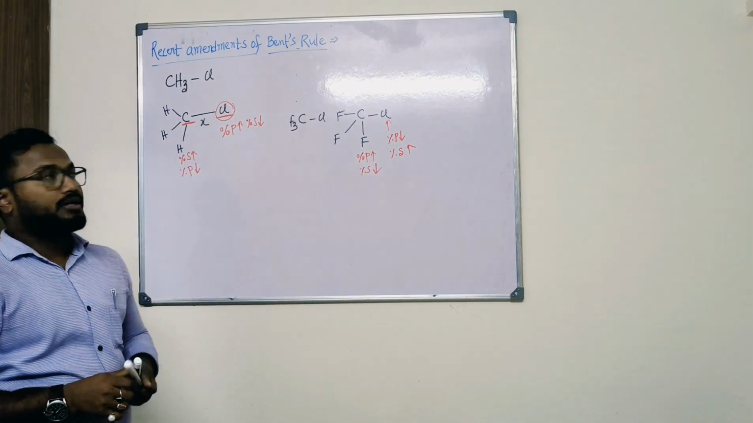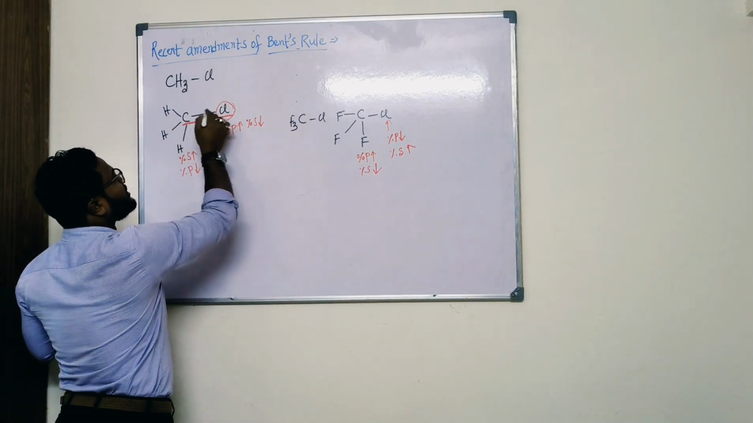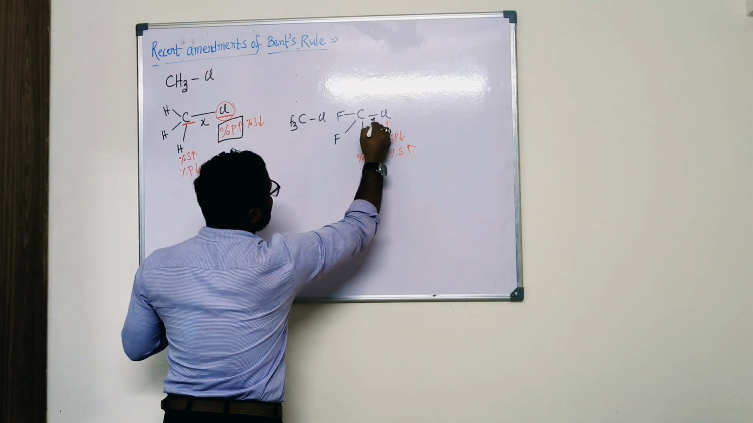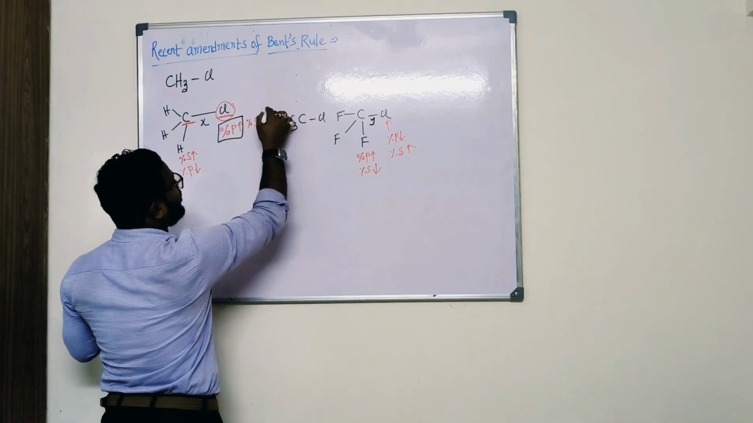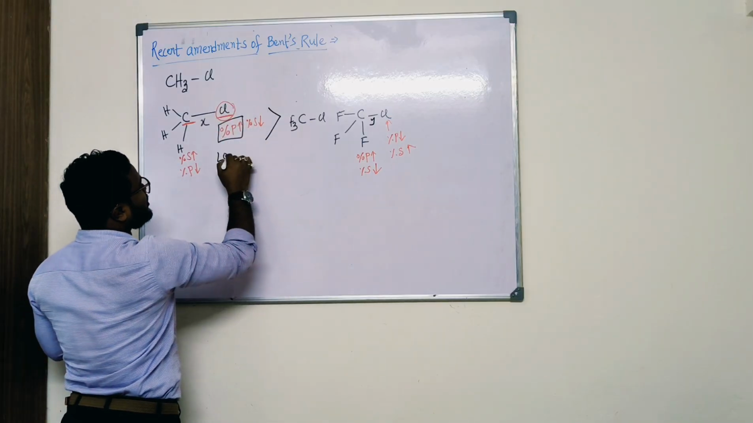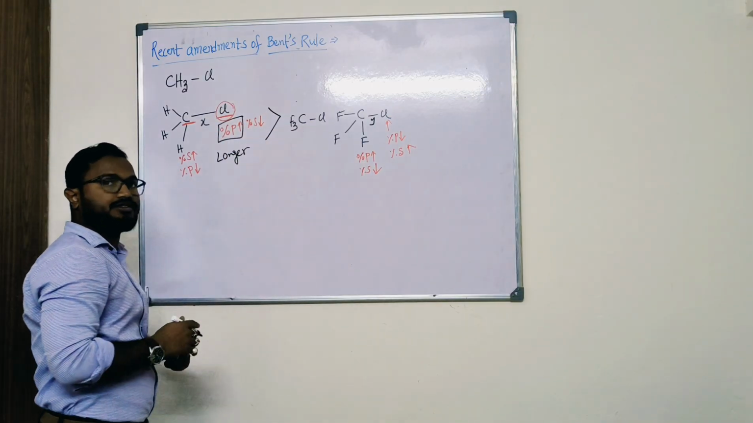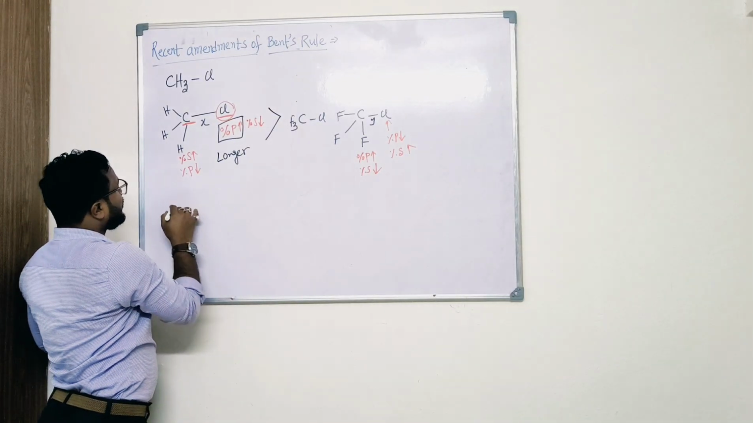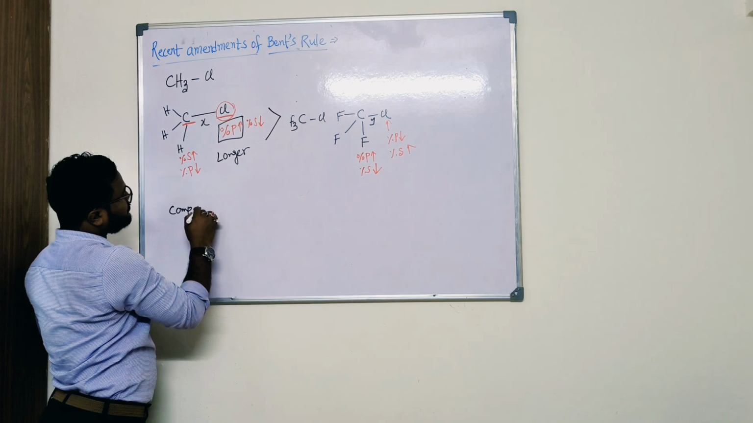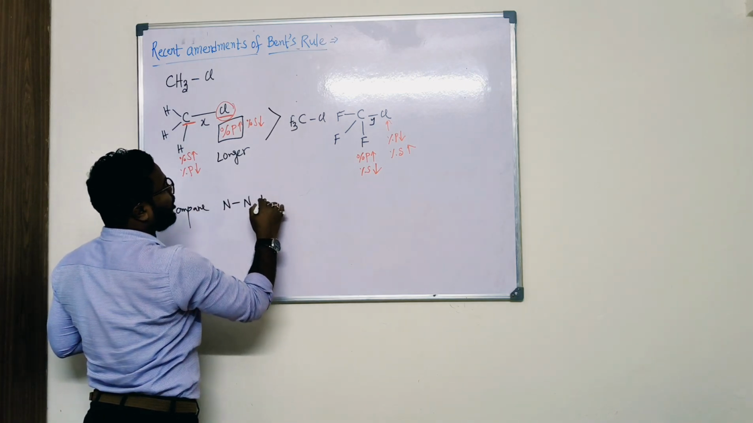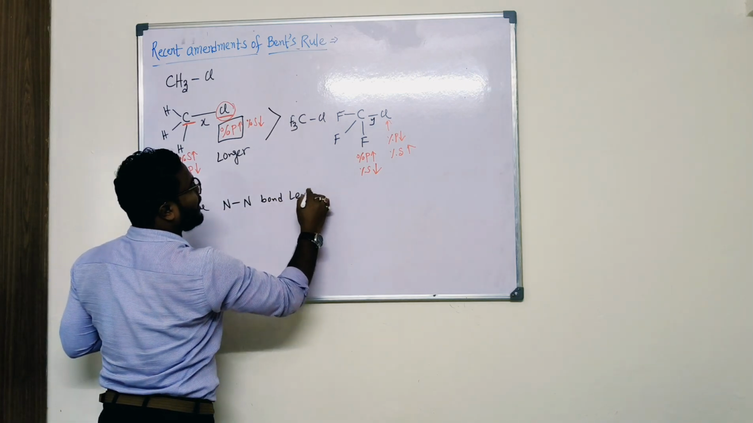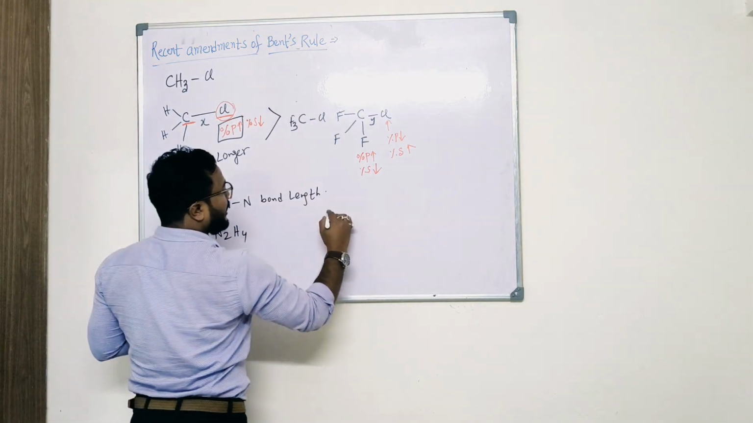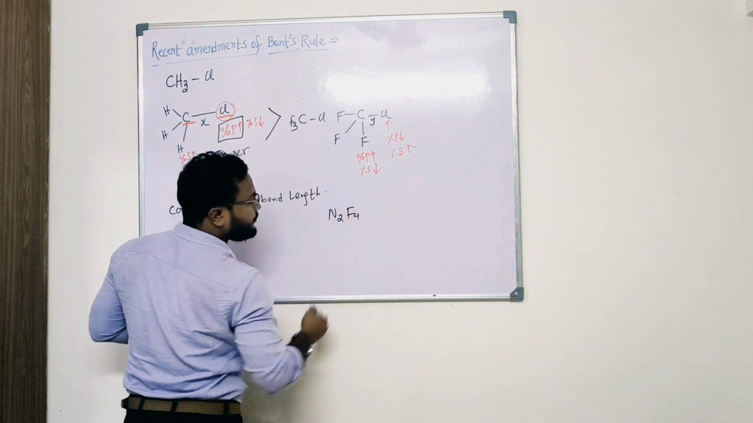As a result, you can see for this carbon chlorine bond, percent P is more. If we mark it as X, and this bond as Y, then this is the longer bond in comparison to the other case. Another example we are taking: compare the N bond length, same type of element, N2H4 and N2F4.